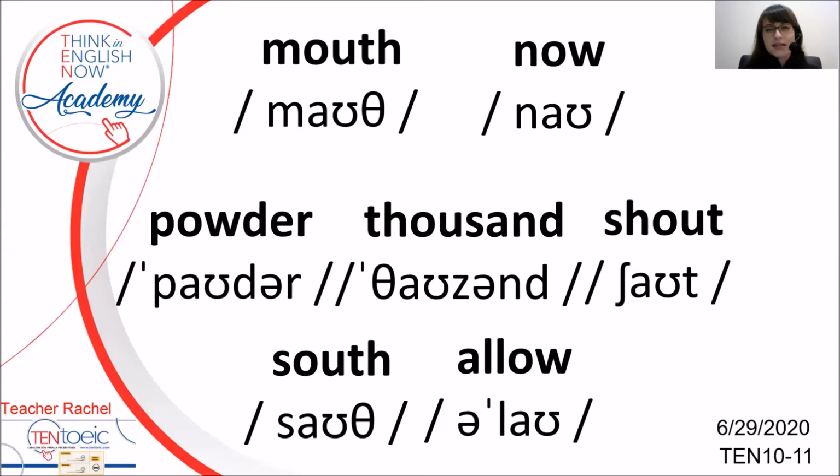South. This is a direction. So we have north, south, west, east. So it's used as a direction to know which way to go.